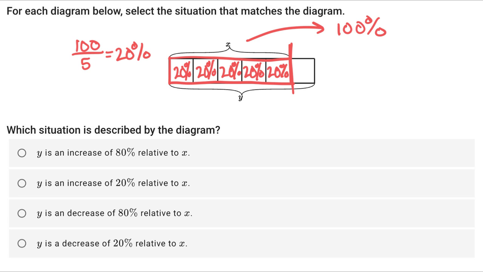Okay, now we're going to look at y, and we want to decide, is y greater than x or less than? Is it increasing from x or decreasing? So since y is more than x, we are increasing from what x is. So at x, we were at 100%, y has one whole, or 120% more.